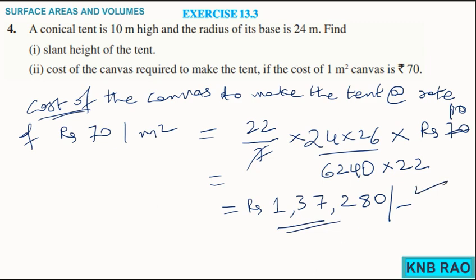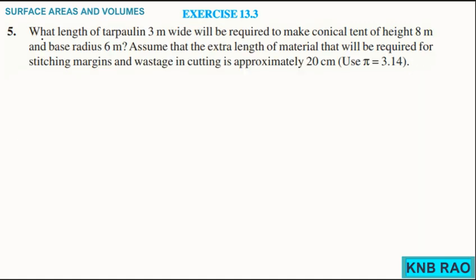Okay. Now moving on to question number 5. What length of tarpaulin 3 meter wide will be required to make a conical tent of height 8 meter and base radius 6 meter. Assume that extra length of the material required for stitching margins and wastage in cutting is approximately 20 centimeter. See, don't think about this portion. Second portion, don't think. First find the tarpaulin. What is the area of the tarpaulin required?